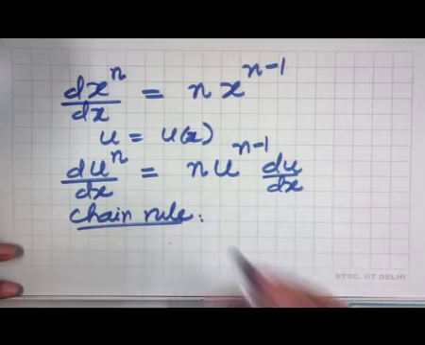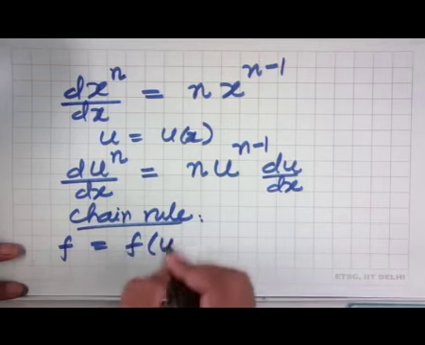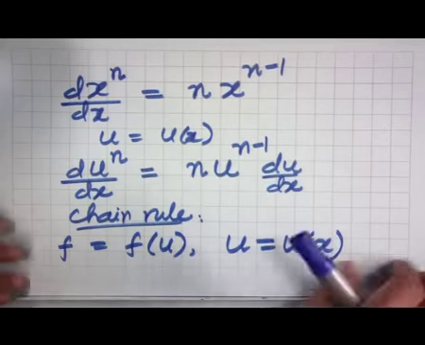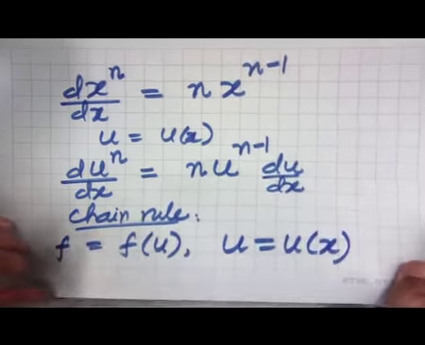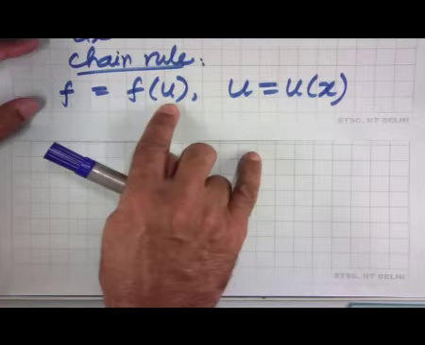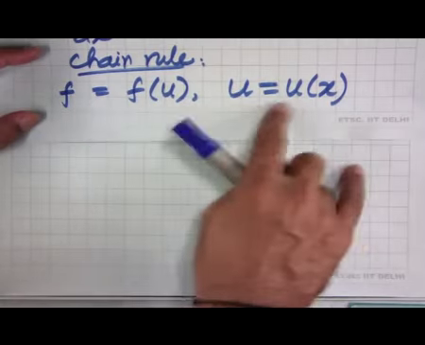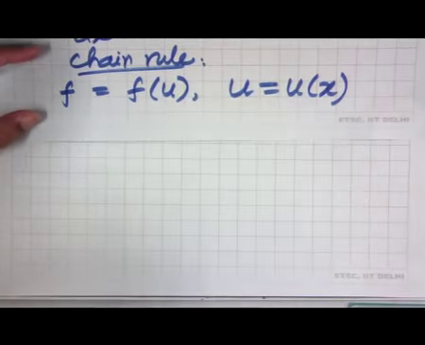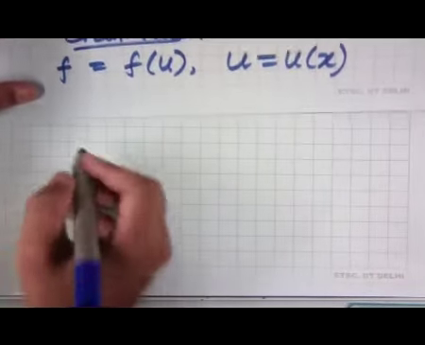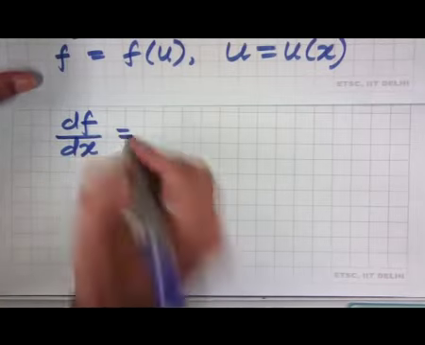And in the chain rule, we have a function f which is a function of u, and u is equal to u of x. Now, f is known to us as a function of u, let us say f is equal to u square, and u is equal to 2x. So u is a function of x, f is known as a function of u, and we want to find the derivative of f with respect to x.